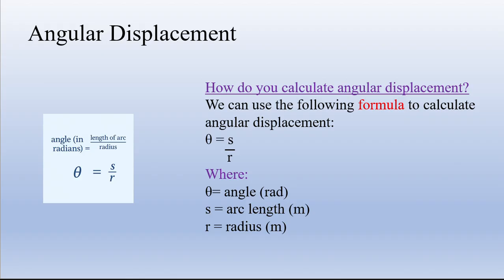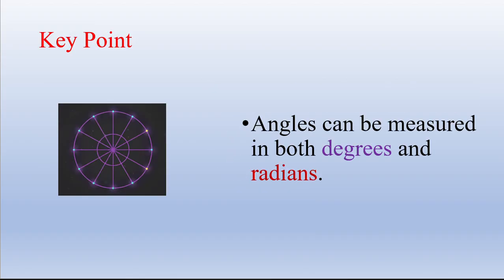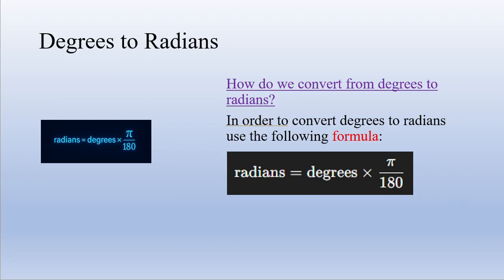A key point you need to understand here is that angles can be measured in both degrees and radians. For your exam, you need to be able to convert between the two. If you have degrees, then you need to be able to convert that to radians. The way you do that is radians equals degrees times pi over 180. One more time, radians equals degrees times pi over 180.